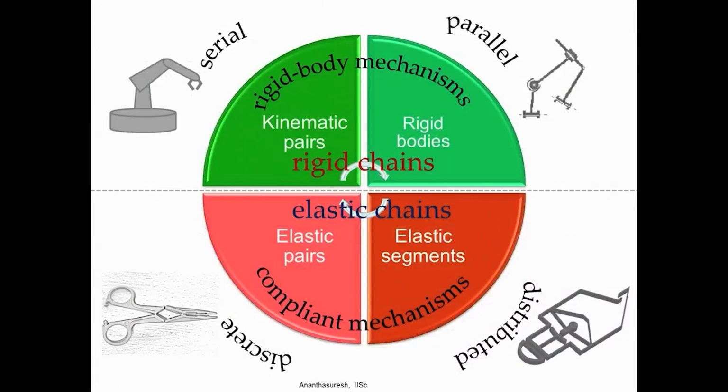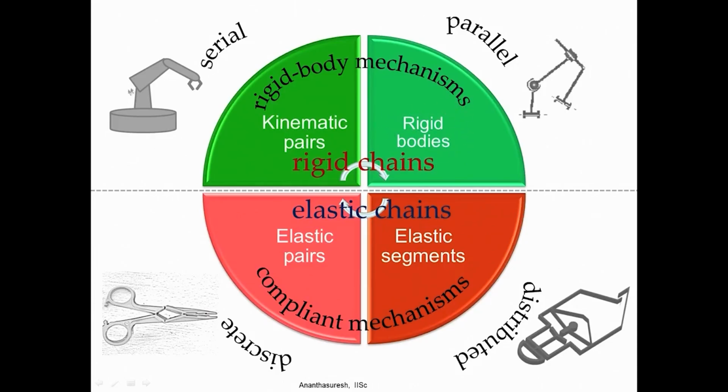So we can look at mechanisms in general as rigid chains or elastic chains. Rigid chains will give us rigid body mechanisms, and the elastic chains will give us compliant mechanisms. This is the way we can compare and contrast traditional mechanisms without elastic deformation and those that are compliant mechanisms that have elastic deformation. Here we have kinematic pairs, which is the technical name for joints, or what we call kinematic joints. They are pairs because they connect a pair of bodies, and then those bodies are rigid bodies.